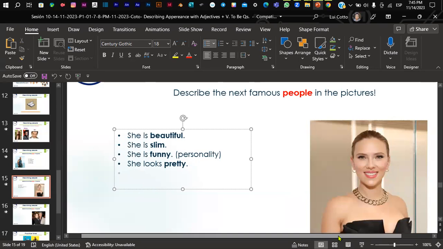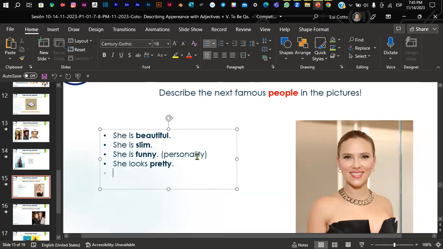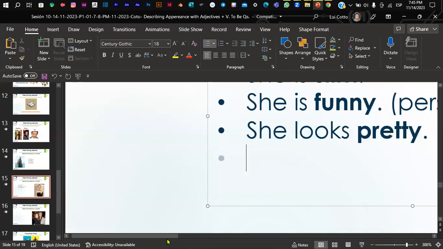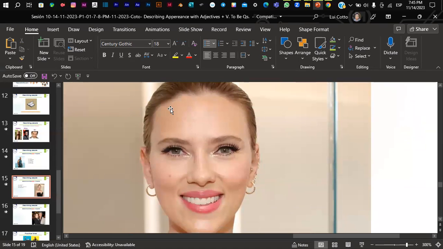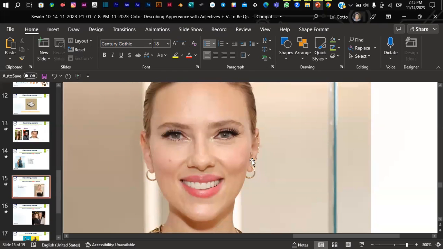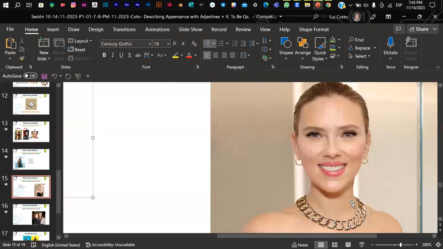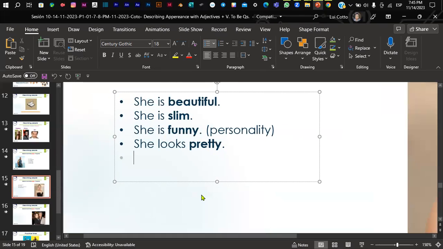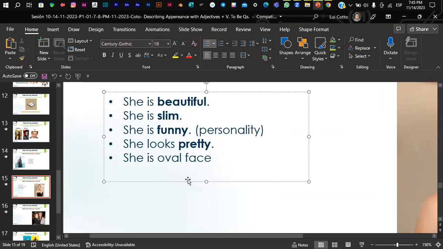Hey, but only about appearance and personality. But what about the face? About the eyes? About the hair, the eyes, the nose. You can describe the nose. And the face? What is the face? ¿Cómo digo? In English. She's oval face. She's face. She's oval face. She's. Ella es cara ovalada.